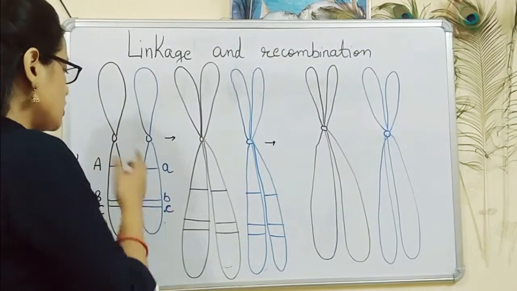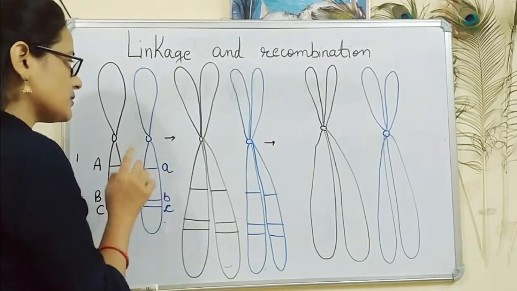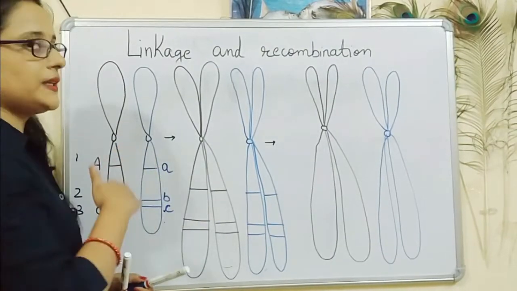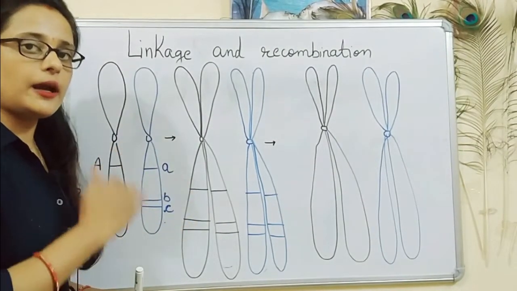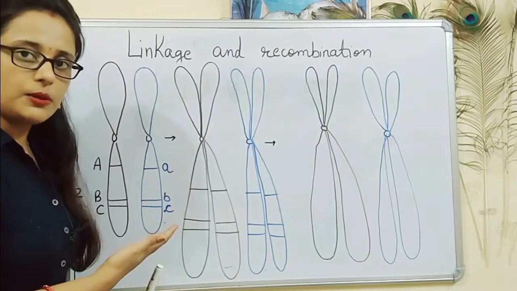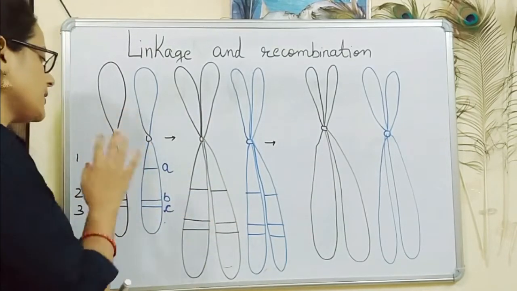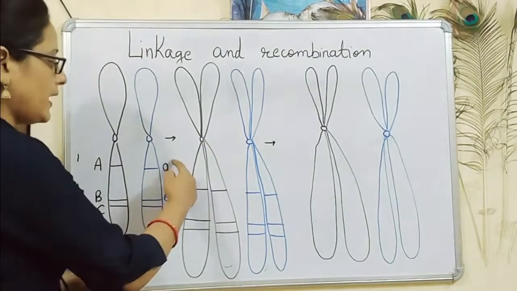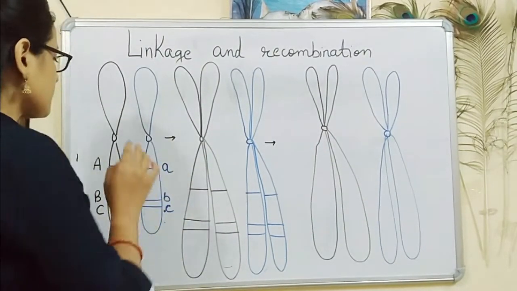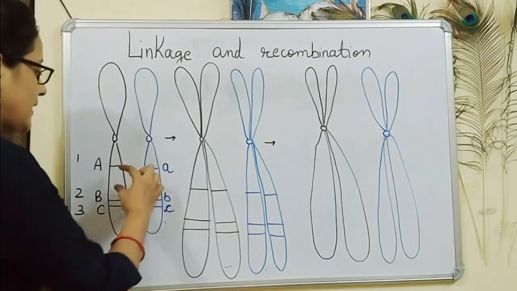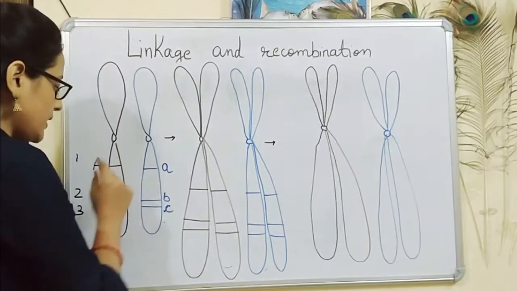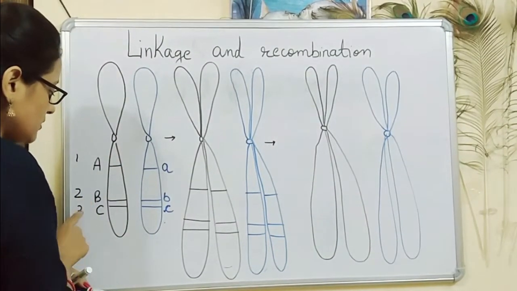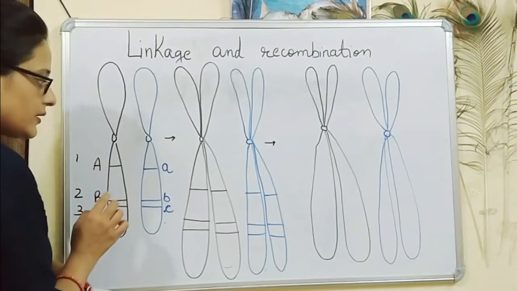I have assumed the alleles to be capital A and small a. They can be either capital A, capital A, small a, small a, or capital A, small a. Any combination can be present in nature, but I have assumed here dominant alleles in upper case over here and recessive alleles over here. Gene 1 and gene 2 have a large distance between them, whereas gene 2 and gene 3 are present very close to one another.